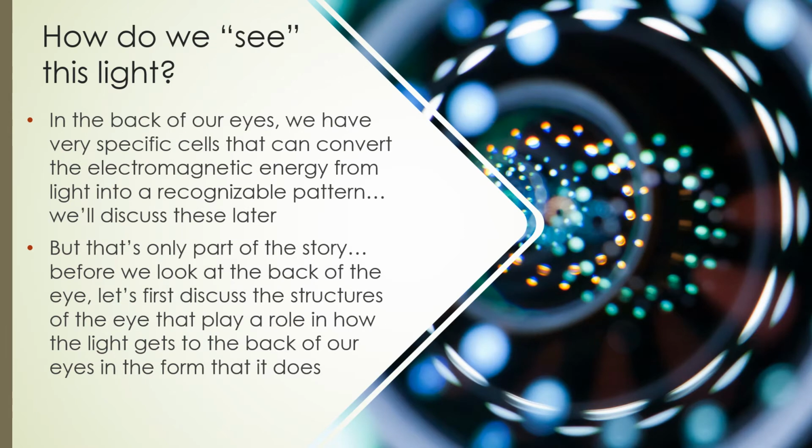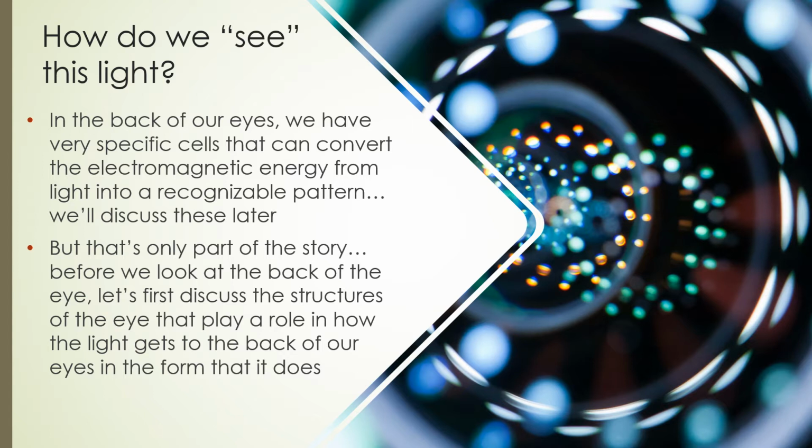So how are our eyes seeing then? What allows them to convert these elements of the electromagnetic energy coming from these sources into something that our brains can make sense of? Well, what allows us to do this is actually a collection of specialized cells that are found not in the front of our eyes, but the back of our eyes.